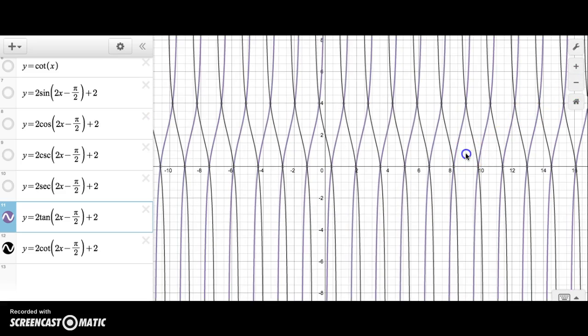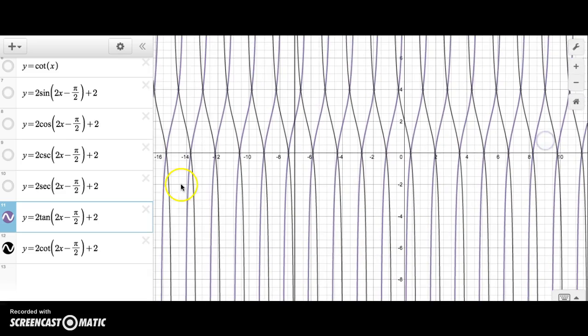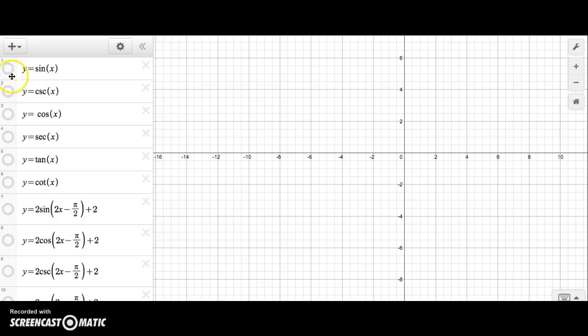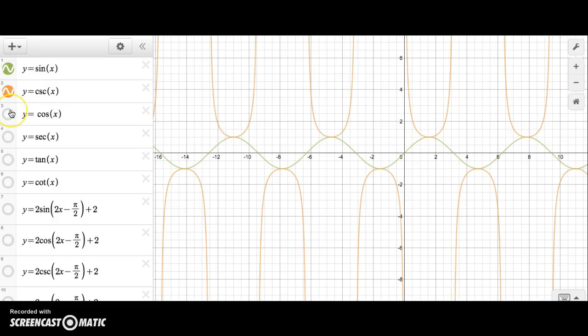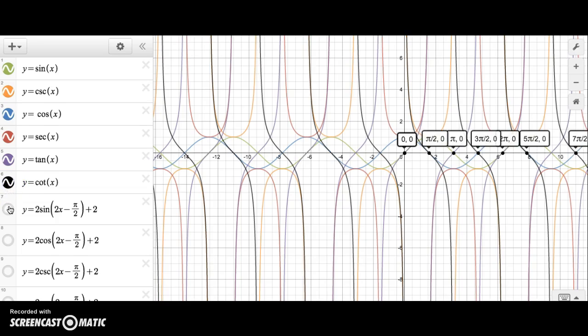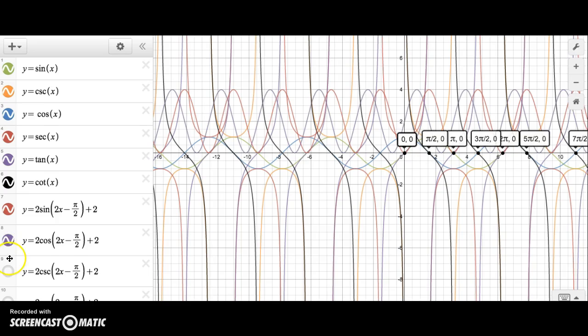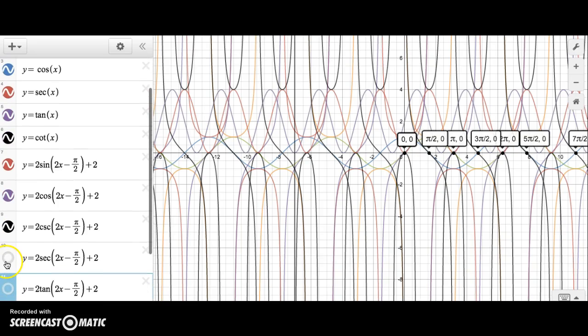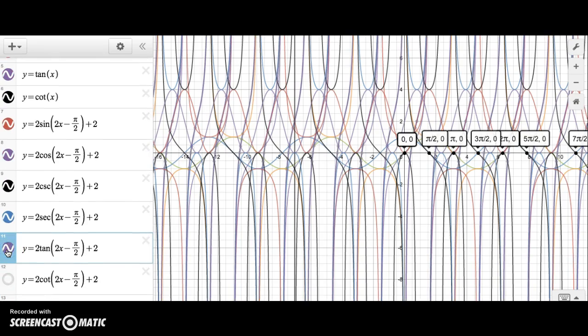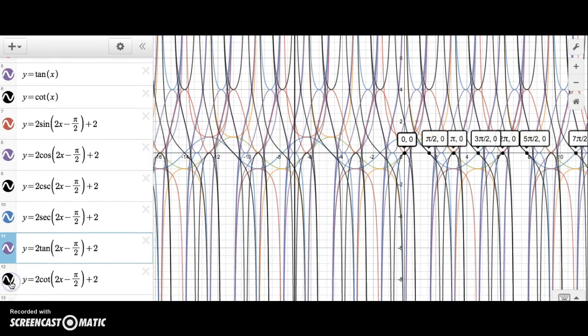Now I'm about to make you go crazy by adding in everything one at a time. Sine, cosine, cosecant, secant, tangent, cotangent: 2 sine of 2x, 2 cosine of 2x, 2 cosecant of 2x, 2 secant of 2x, 2 tangent of 2x, and 2 cotangent of 2x.